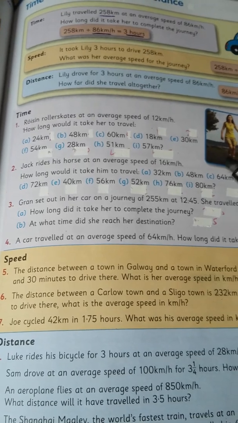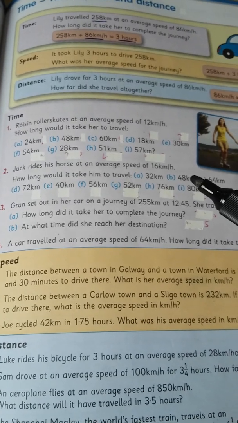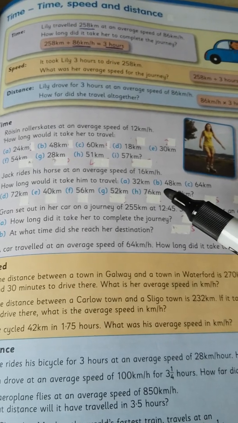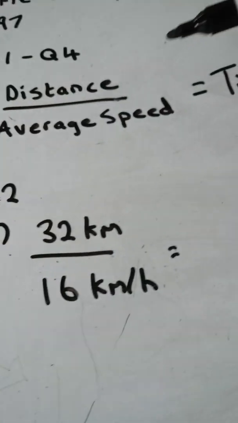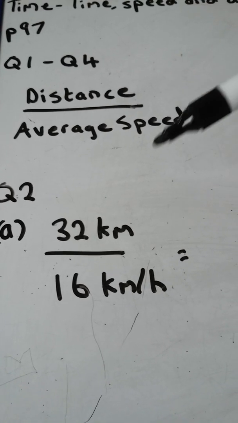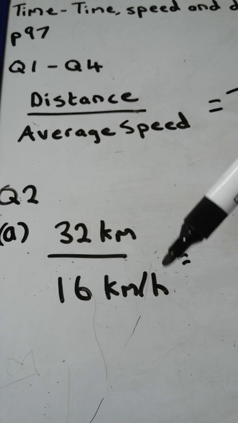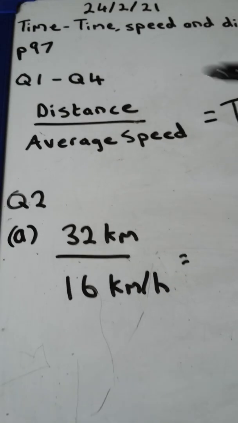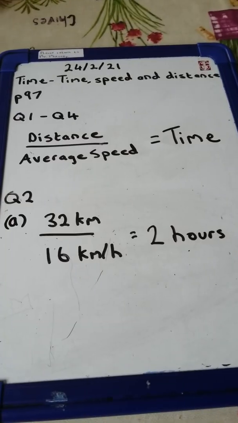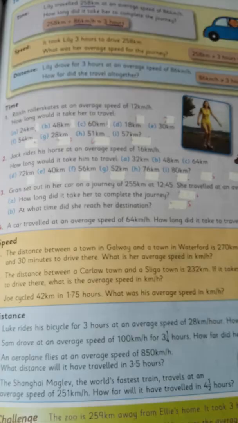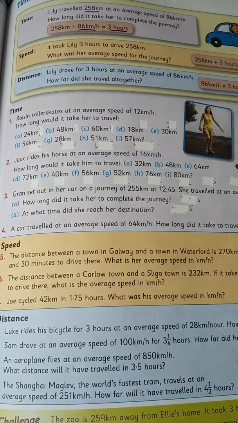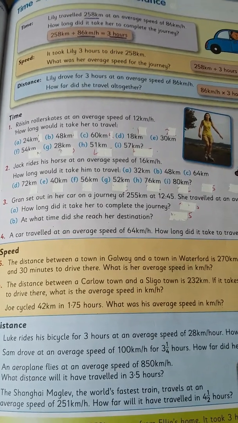Question 2 is the same as question 1. So Drac rides his horse at an average speed of 16 kilometers an hour. How long would it take him to travel 32 kilometers? We'll look at our formula. Our distance is always on top, so in this case 32 kilometers. His average speed on the bottom, 16 kilometers an hour. Divide the top by the bottom and you'll get 2 hours.